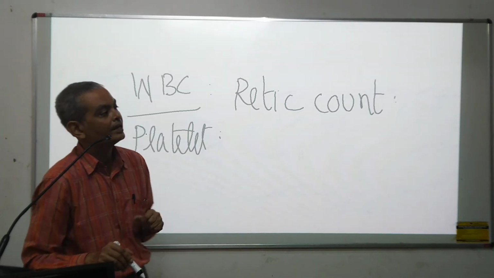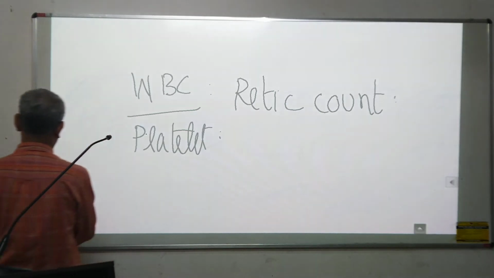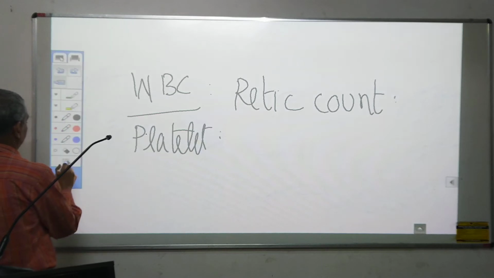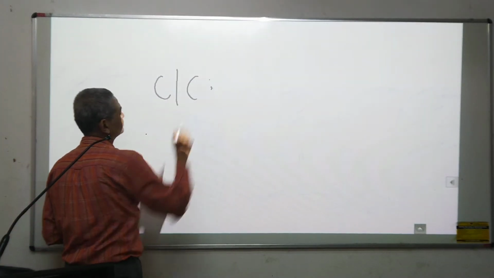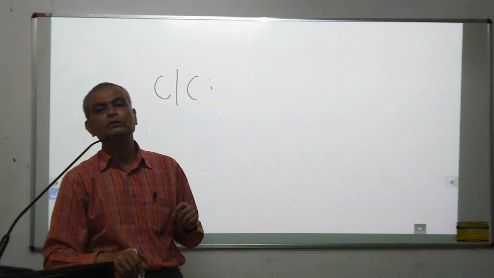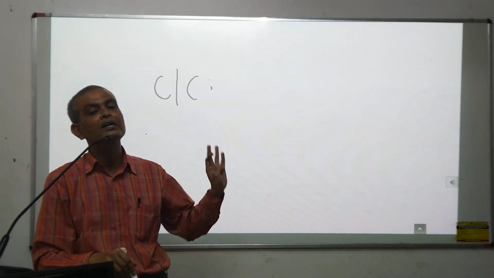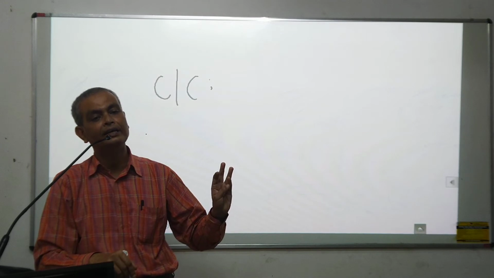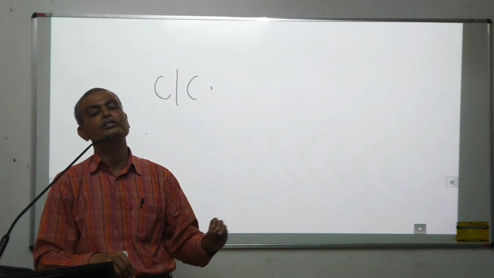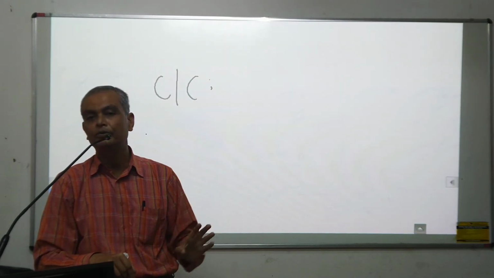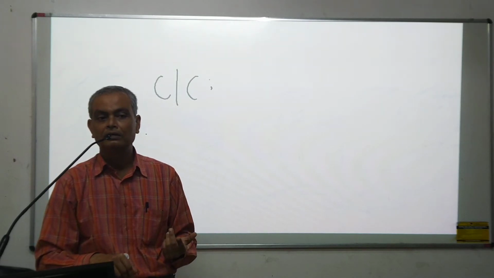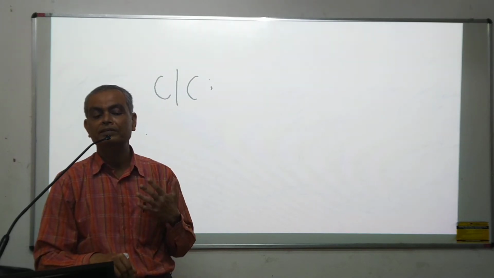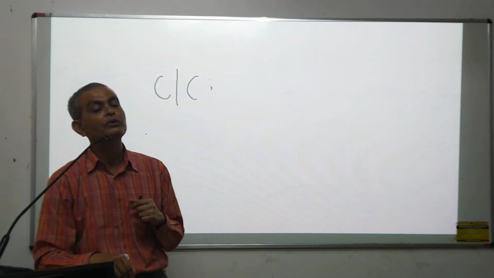And what will be the clinical picture? These things are always present: anemia, jaundice, organomegaly, hemoglobinemia, hemosiderinuria, and hemoglobinuria. These are present. Apart from that, what will be there? What thing will be there in hemolytic anemia?